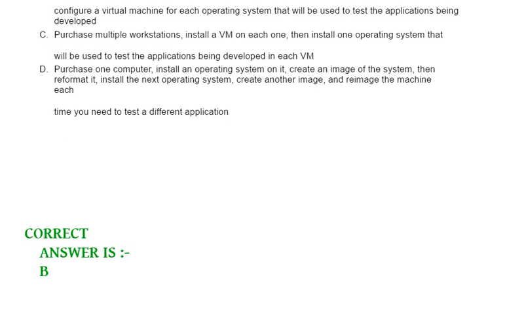Option D. Purchase one computer, install an operating system on it, create an image of the system, then reformat it. Install the next operating system, create another image, and re-image the machine each time you need to test a different application. Correct answer is option B.